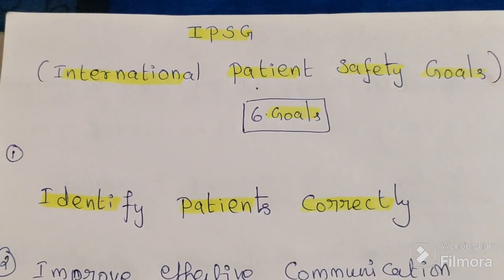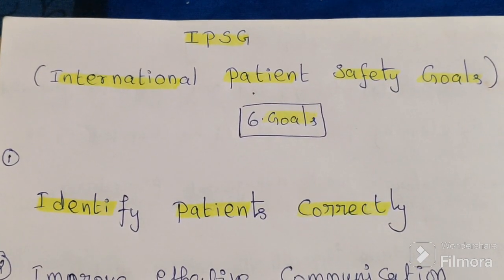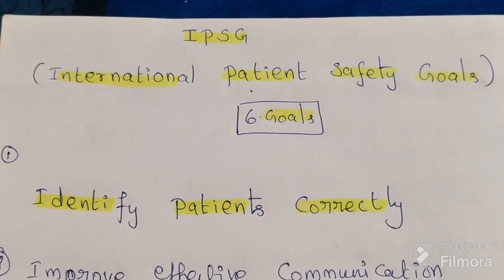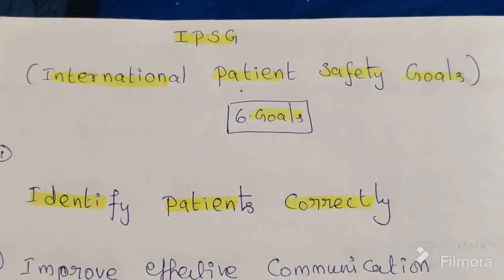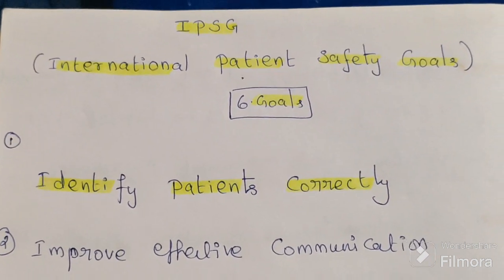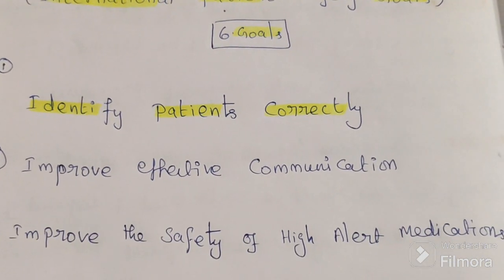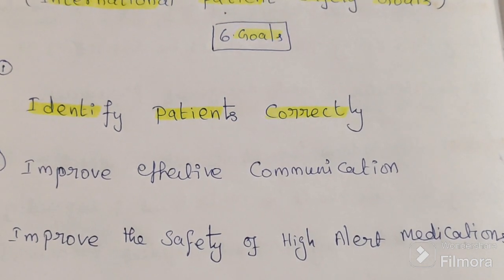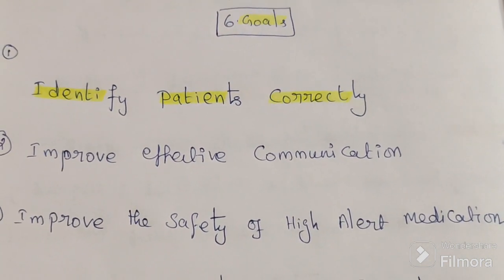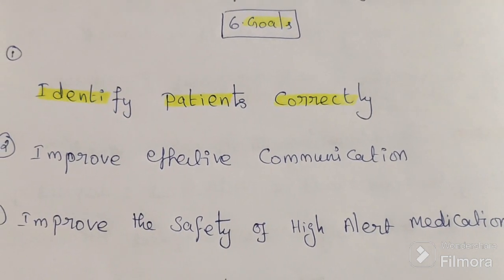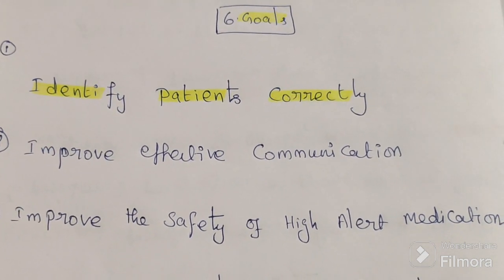In this video, we'll discuss IPSG, International Patient Safety Goals. It has 6 goals. First one is identify patient correctly. Second one is improve effective communication. We will give effective communication to the patient.